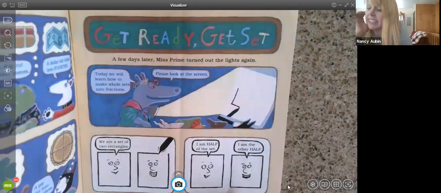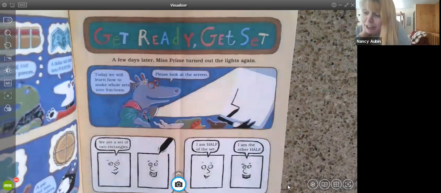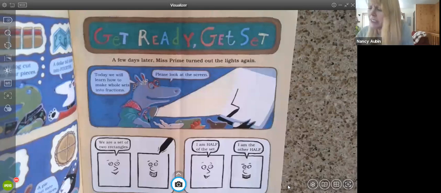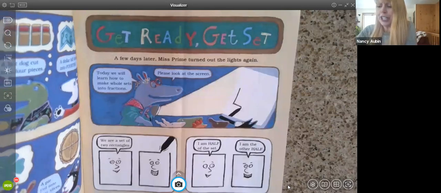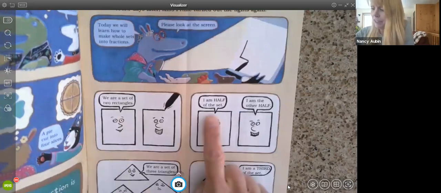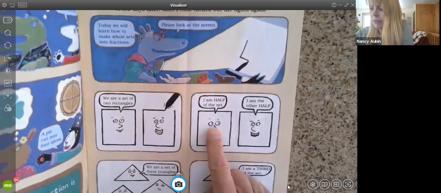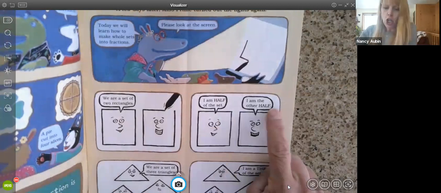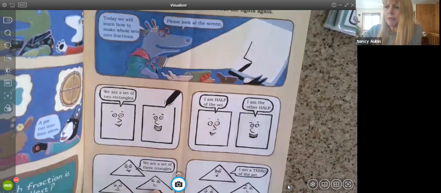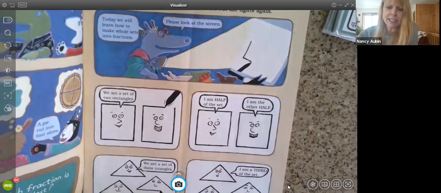Get ready, get set. A few days later, Miss Prime turned out the lights again. Today, we will learn how to make whole sets into fractions. Please look at the screen. We are a set of 2 rectangles. I am half of the set. I am the other half. We are a set of 3 triangles. I am a third of the set.